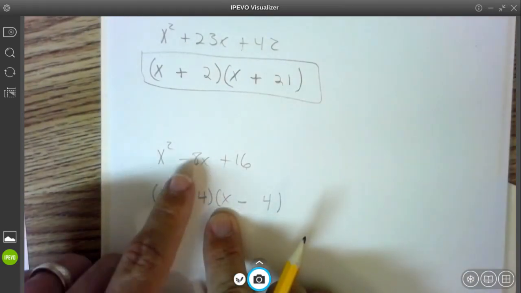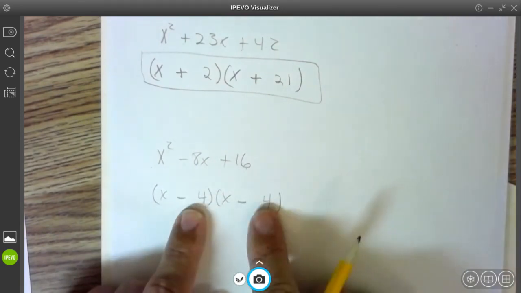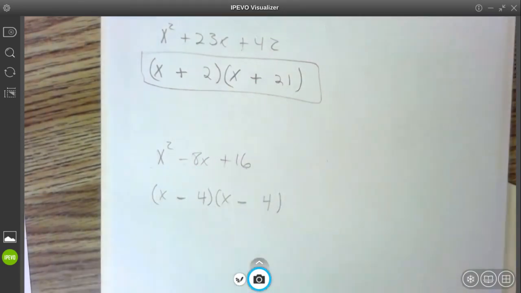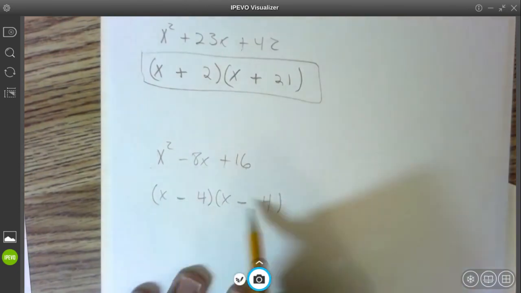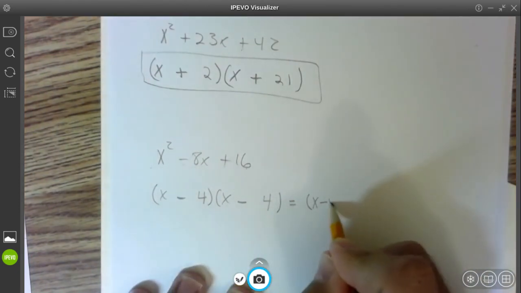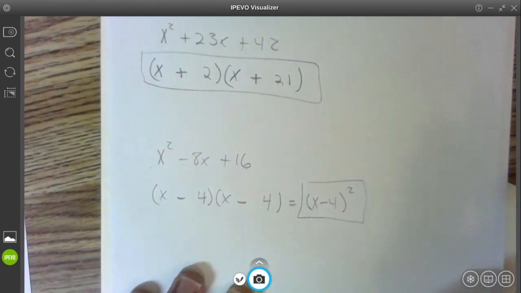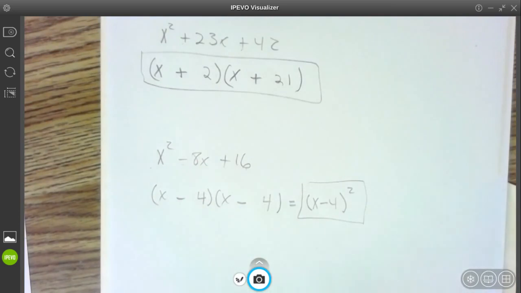That's how they combine to give you the negative 8x. And then negative 4 times negative 4 is how they give us positive 16. So you could write your answer like this. The other way that you'll see it is x minus 4 all squared. All right. So either way is fine, but it can be shown either way.